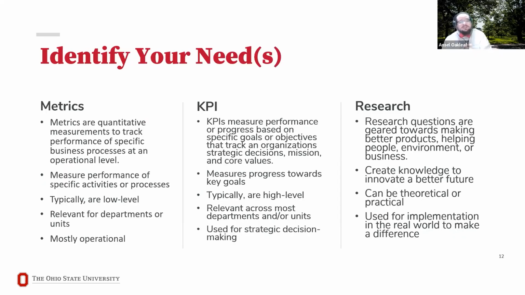So metrics are really low-level data points. These are relevant to units and departments. So this is what makes your unit, your department very specific, very unique. It is operational and it tends to track quantitative measurements, specifically your business processes. And KPIs are looking more at that global, high-level institution goals and objectives. These are going to be looking at your strategic decisions, your missions, your core values.